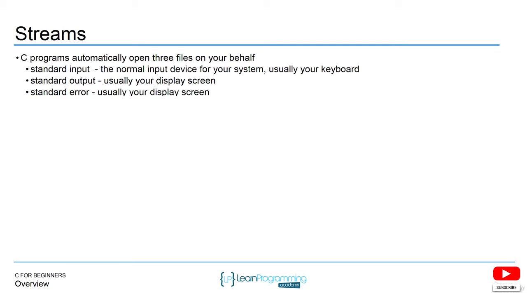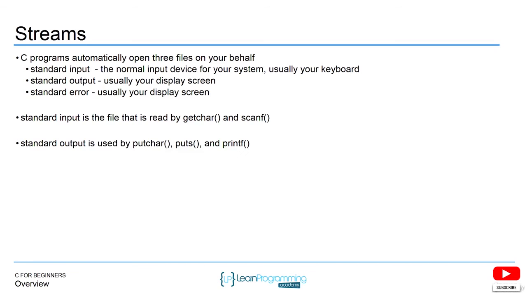Standard output, this usually displays on the screen, usually via the console. Standard error is also on the screen, but you usually have to redirect it in order to see it, using like the ampersand 3 or something like that. But these are the three outputs. I mentioned standard input is the file that is read by getchar and scanf. Standard output is used by putchar, puts, and printf. We've mainly been using printf.